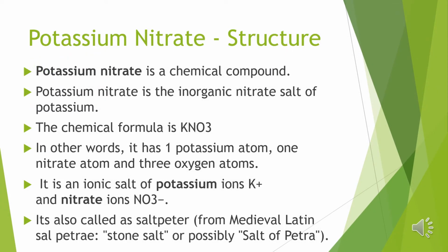Next, the structure. Potassium nitrate is a chemical compound and an inorganic nitrate salt of potassium. The chemical formula is KNO3. In other words, it has 1 potassium atom, 1 nitrogen atom, and 3 oxygen atoms. It is an ionic salt of potassium ions K+ and nitrate ions NO3-. It is also called saltpeter, which is from medieval Latin salpetrae, which means stone salt or possibly salt of Petra.